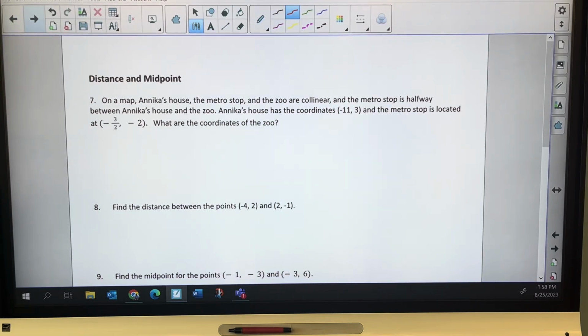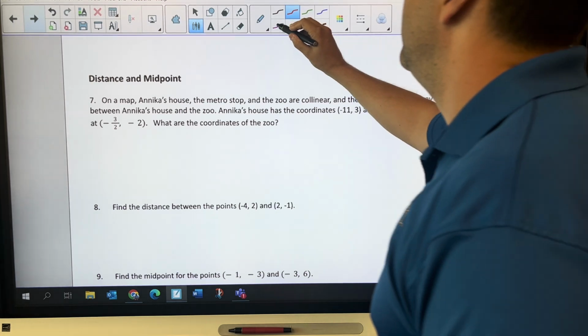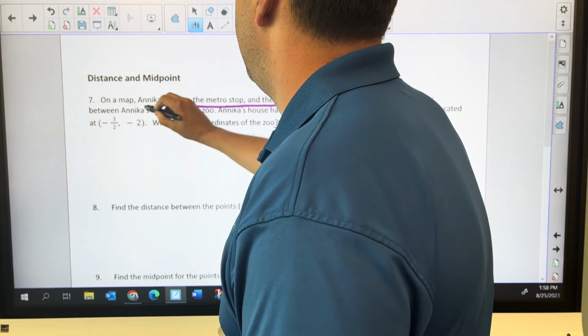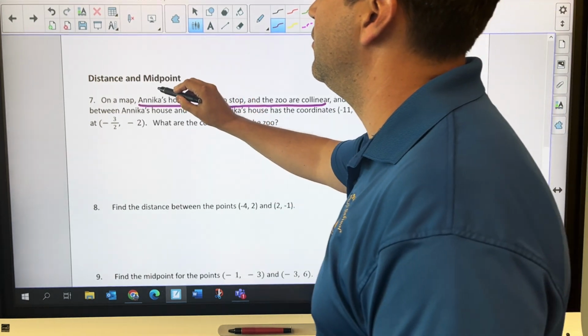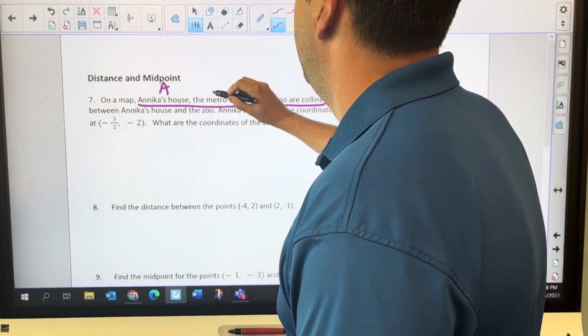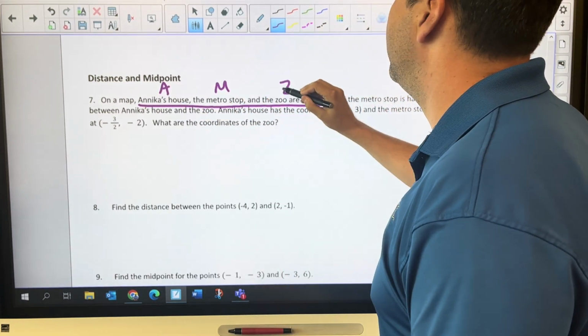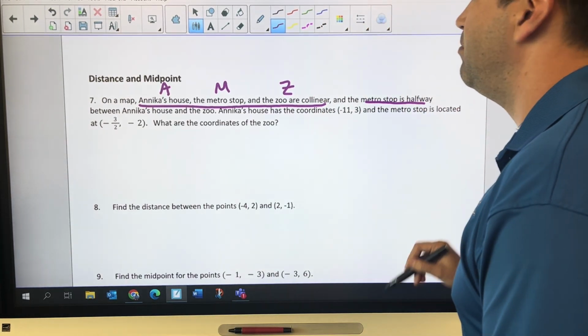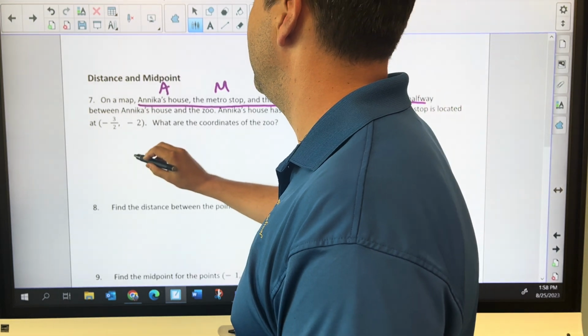Next up, we've got distance and midpoint. The first problem, we've got Annika's house, metro stop, and zoo. All right, so for me, I like to think about those 3 points. Let's call this one A for Annika, M for metro, and Z for zoo. And it tells us the metro stop is halfway between Annika's house and the zoo.